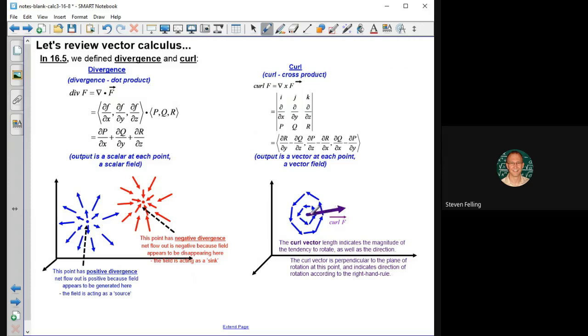Positive divergence means there's a source of field lines, and negative divergence means there's a sink where the lines seem to be consumed, right? And then curl is like the 3D version of circulation, but it's actually a vector. It points in the direction around which the field is circulating counterclockwise, right? Using the right-hand rule, if your thumb was in the direction of the curl vector, your fingers would curl in the direction of the circulation of the field.